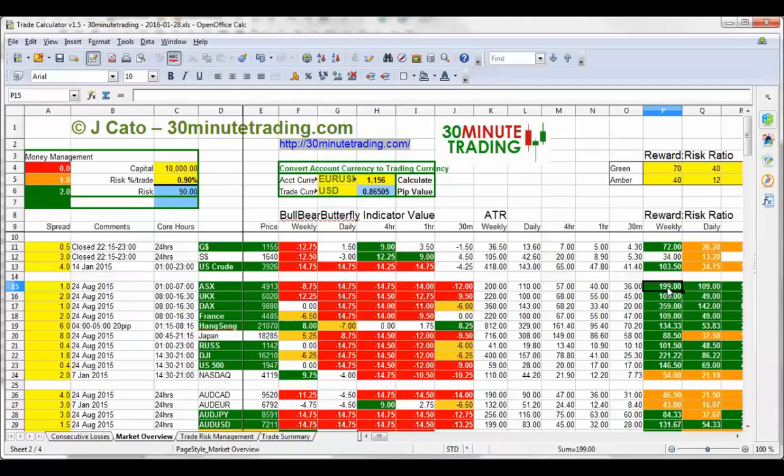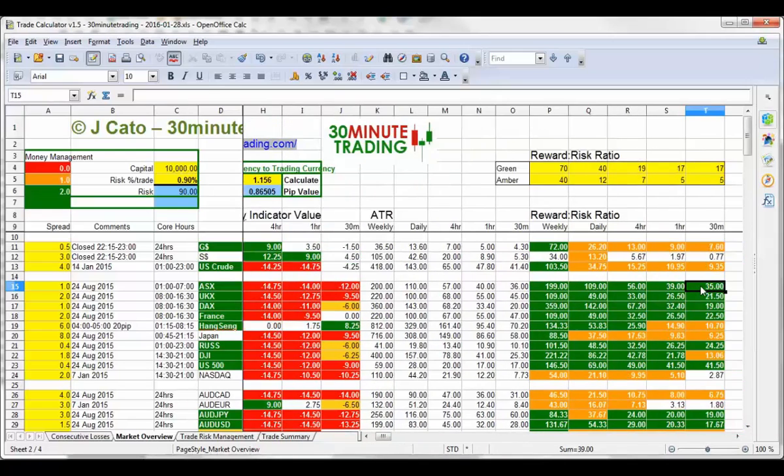Let's have a look at some more of these numbers here, and you can see that on a daily it's still 109. That's good. I come along here and we go all the way through, and you can see that on a 4 hour it's still 55, and on a 1 hour it's 39, and on a 30 minute it's 35. This makes it a very good asset to trade during its core trading hours, because the inherent reward to risk ratio is strong.